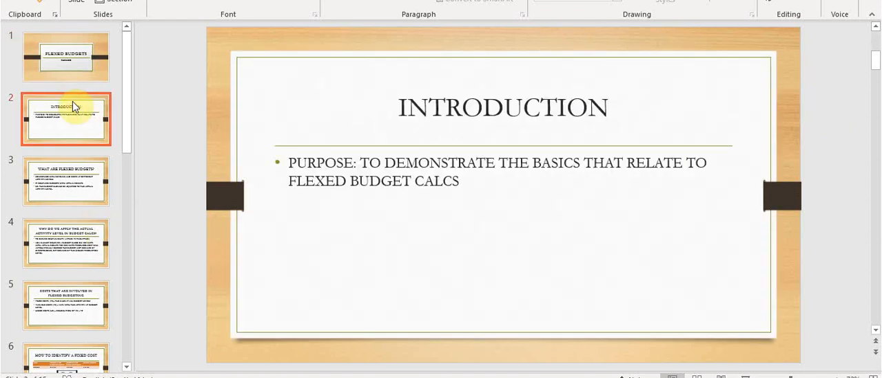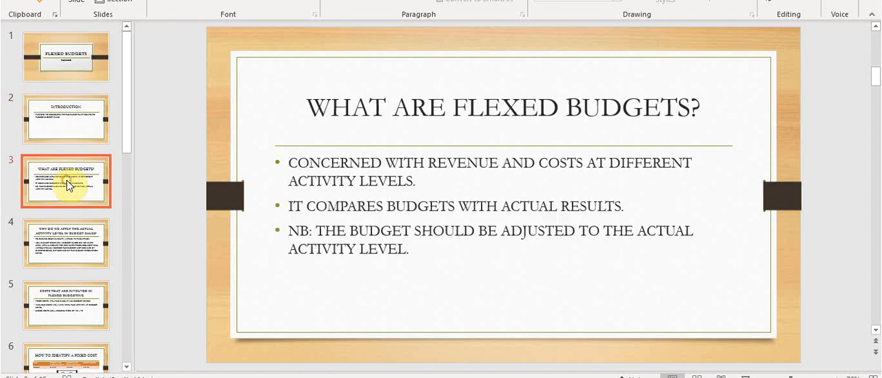All right, so as I said in the introduction, the purpose here is just to demonstrate the basics, just to show the calculations around the flexed budgets. Please take into account that I have not gone into the theory part of flexed budgets. You do have a textbook, you can read up on that quite extensively. The purpose of this is, of course, not to read the textbook for you. I'm sure you are most capable of doing that.